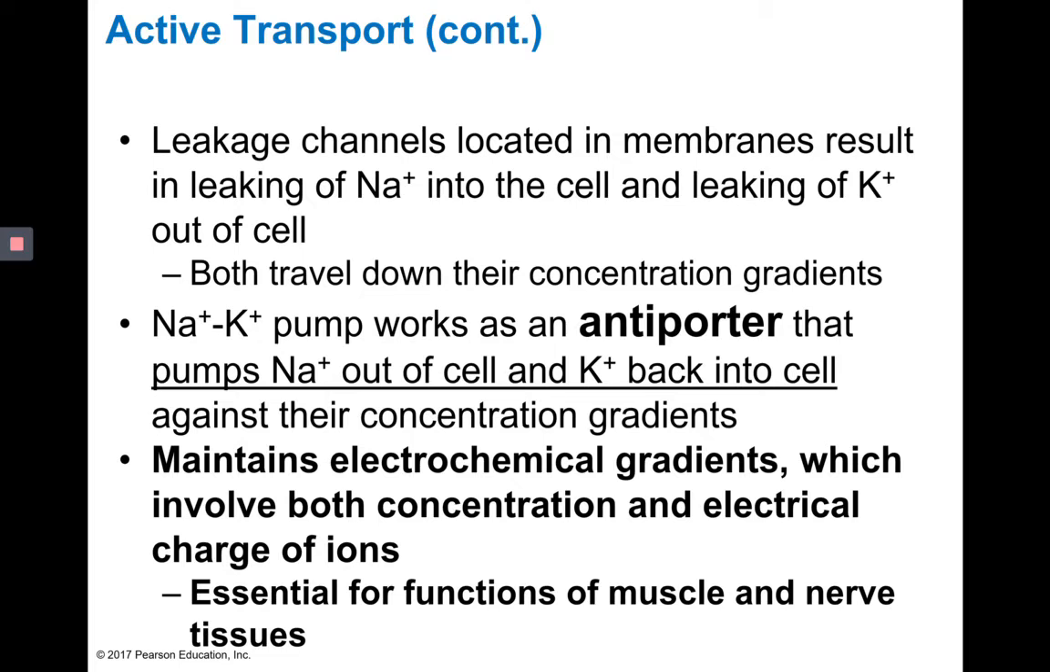So the sodium-potassium pump is also having to work as an antiporter, which is something that moves 2 molecules in opposite directions, and we were moving sodium out and potassium into the cell. And we need this antiporter to maintain the electrochemical gradients, because if you notice, sodium and potassium are both charged. And so moving those charged molecules in different directions changes the charges inside and outside of a cell locally. And this is essential for functions of muscle and nerve tissues in their cells.